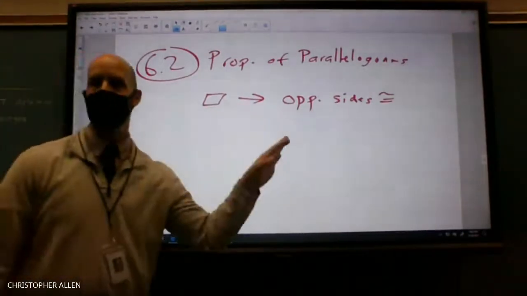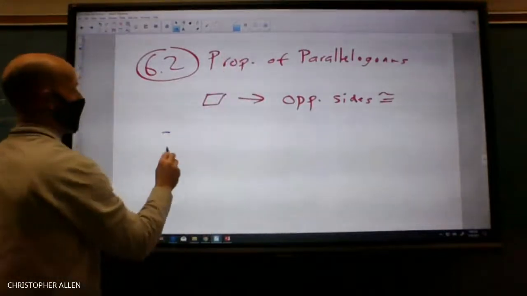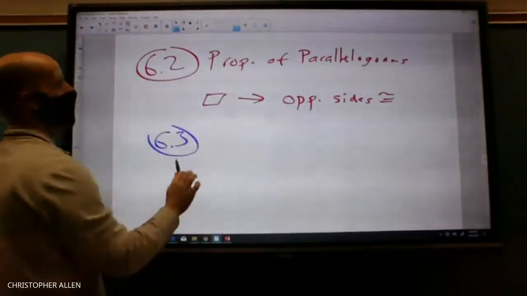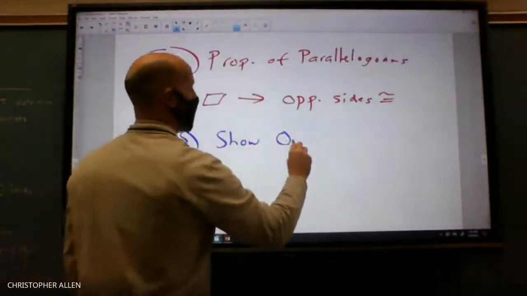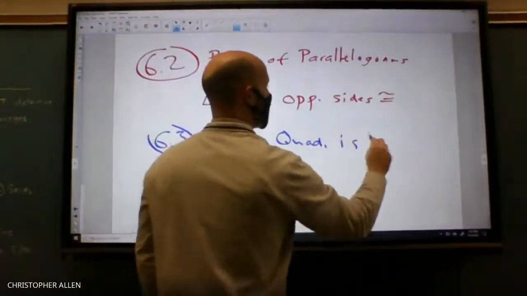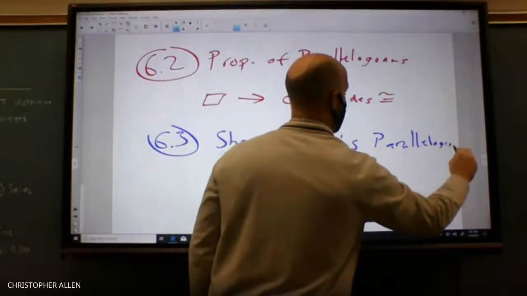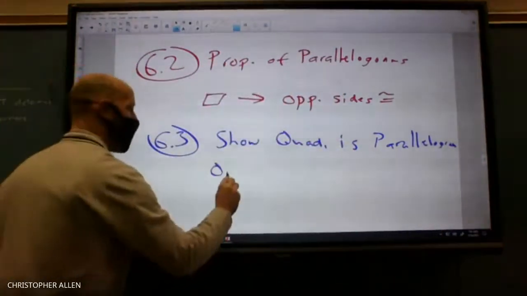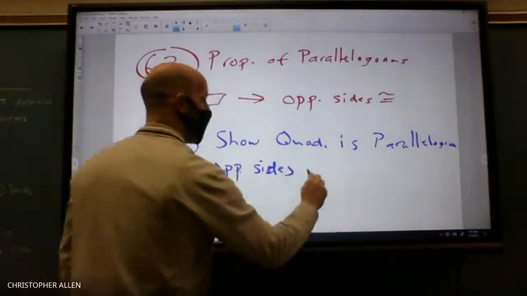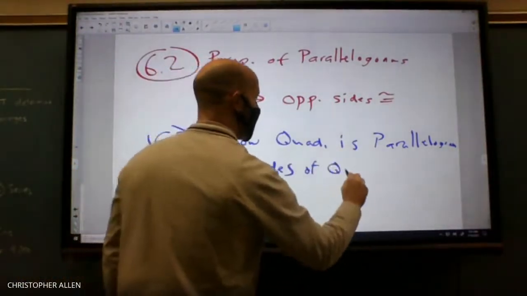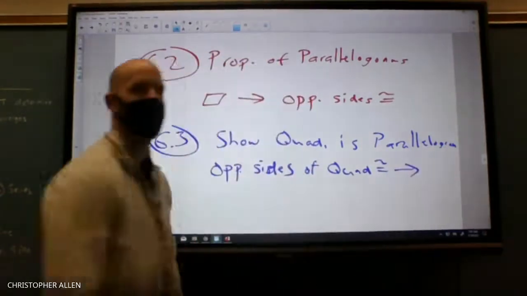Now, let me just show you what we're going to do this week. And it's probably going to make sense. We're going to do, actually, I'm going to save myself a teachable moment here. We're going to try to show a quadrilateral is a parallelogram. In other words, if opposite sides of a quadrilateral are congruent, guess what I can conclude?